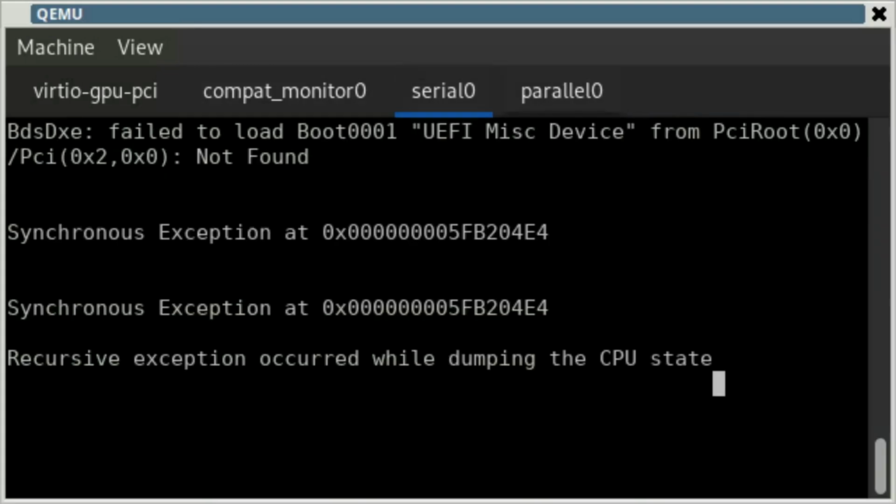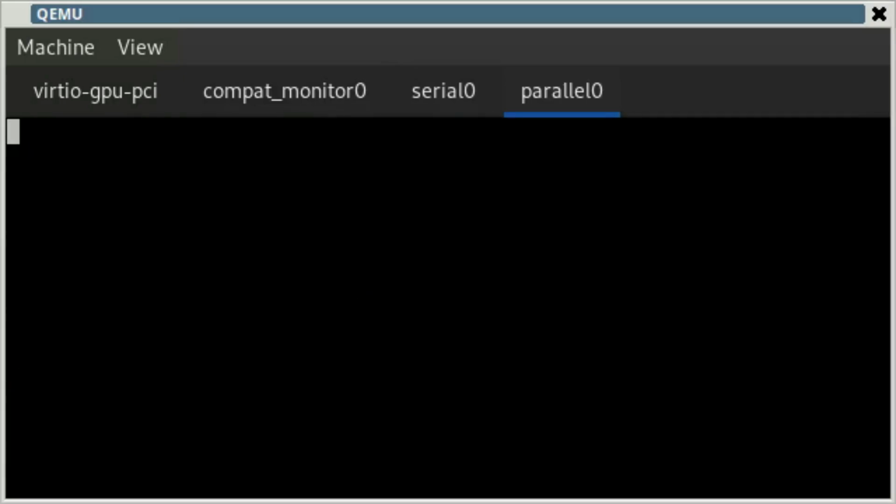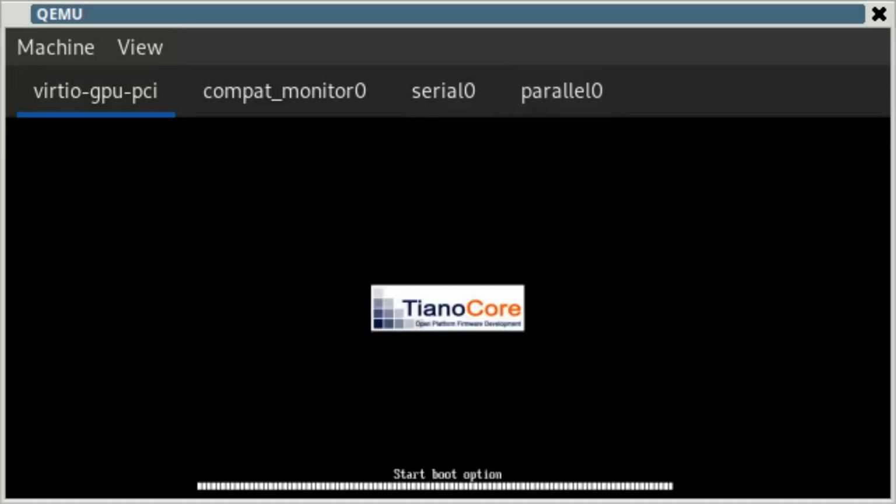Sorry about that. Recursive exception occurred while dumping the CPU state. Now I really wonder, why would it only dump the CPU state if it's on display 1? And why does it have to be on my native display in order to function properly? On my Openbox, this is on Matchbox. I don't know. Is it because of the CPU?